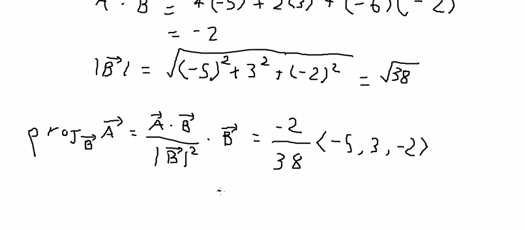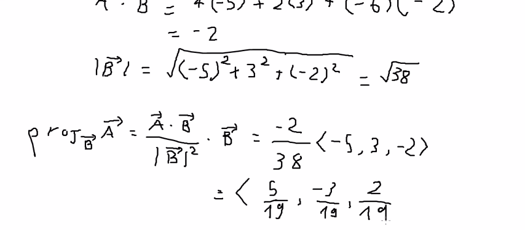And now we can find the vector projection. So we have this number in here, multiplied with negative 5, 3, and negative 2. And we got 5 over 19, negative 3 over 19, and the last one 2 over 19, and this is the final answer.